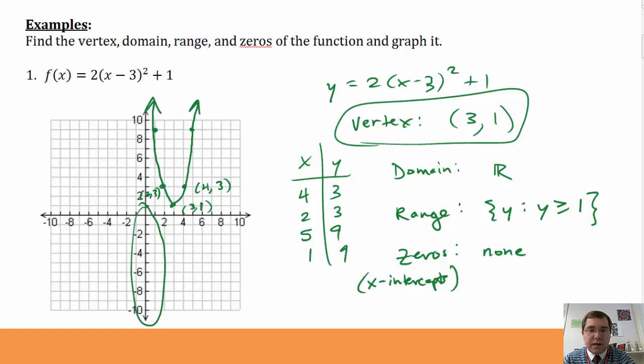Now, if I were to set this equation equal to 0 and solve it, I would get two imaginary solutions. So this equation has solutions when y equals 0. They're just imaginary. There are no x-intercepts, though, for my graph, so there are no zeros, because the x-intercepts have to be real numbers. They can't be imaginary numbers.